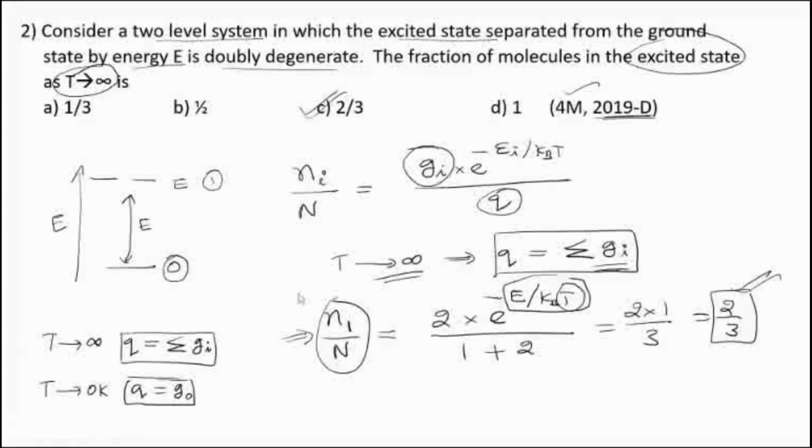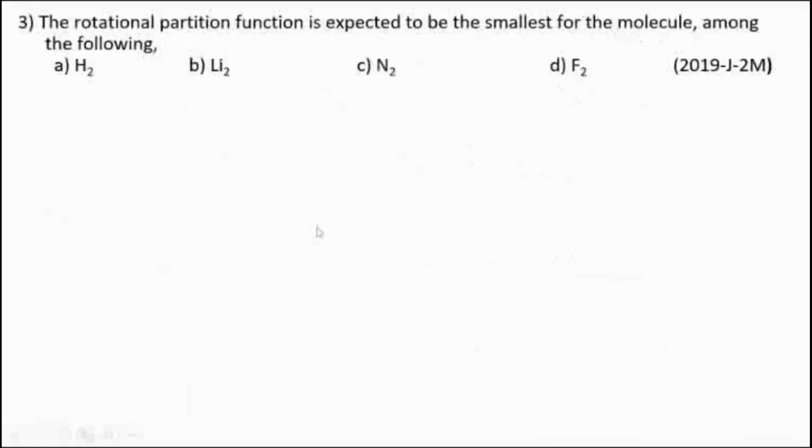Hello, students? No, sir. Okay, then. Problem number 3. The rotational partition function is expected to be smallest for the molecule among the following is.